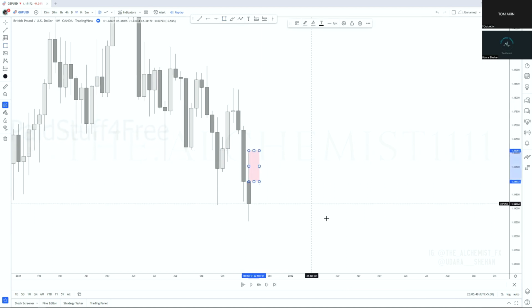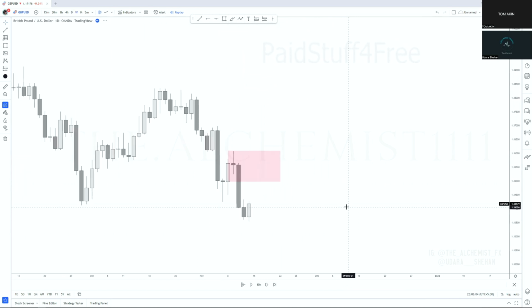Rejection block. Yeah, mark that one out. This is the only thing we do on the weekly. Remember that. No marking out ranges, nothing else. This is more than enough because we are intraday traders. We're not necessarily swinging this, so this is more than enough. And then we drop to the daily, one time frame at a time.